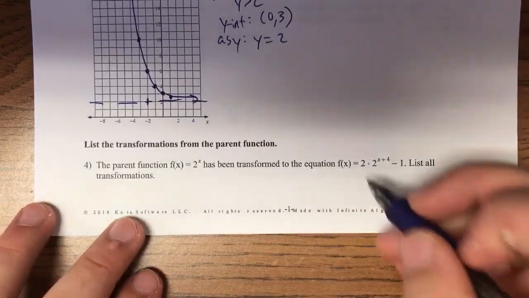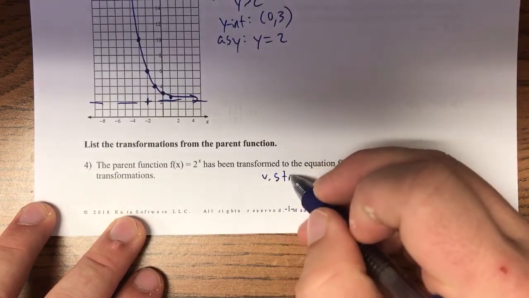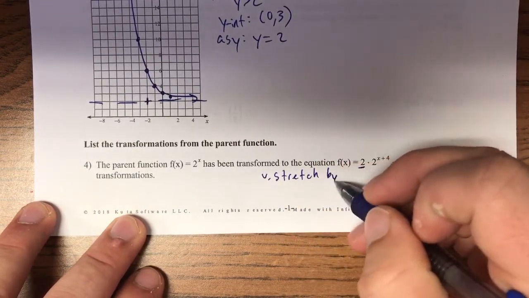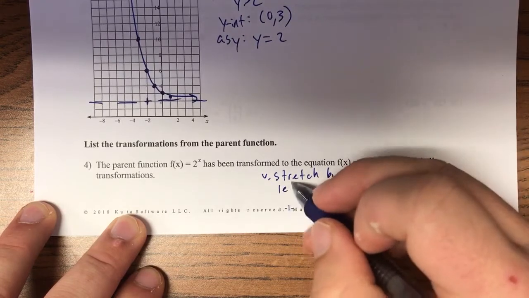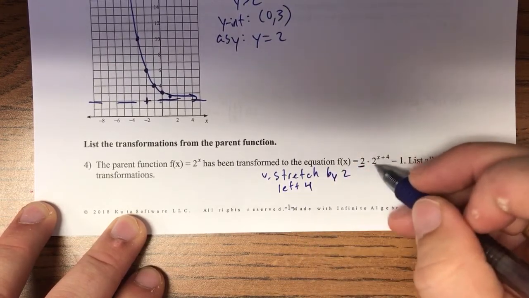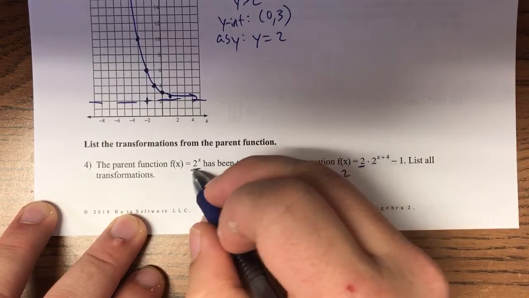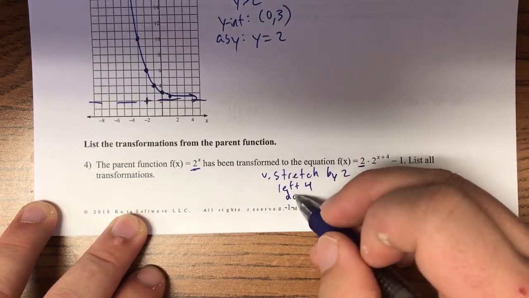Number 4, transformations. This 2 in the front is a vertical stretch by 2. X plus 4 goes left 4. This 2 doesn't do anything. That's just our rate. It's part of the parent function. And then minus 1 goes down 1.